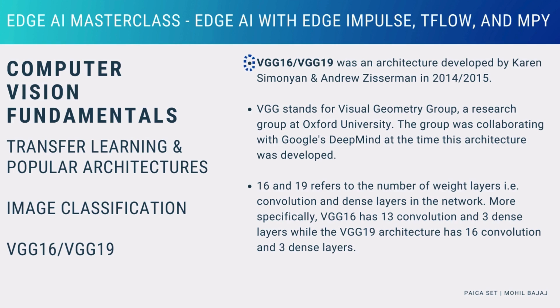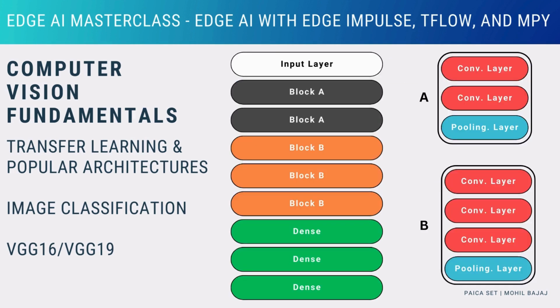VGG architecture was developed by researchers at the Visual Geometry Group at Oxford University in 2014-2015. The group was collaborating with Google's DeepMind at the time this architecture was developed. VGG in the name stands for Visual Geometry Group. The 16 and 19 in VGG16 and VGG19 refer to the number of weight layers in the models. At the time of its publication, this architecture was a revelation and changed the way researchers looked at and performed computer vision.